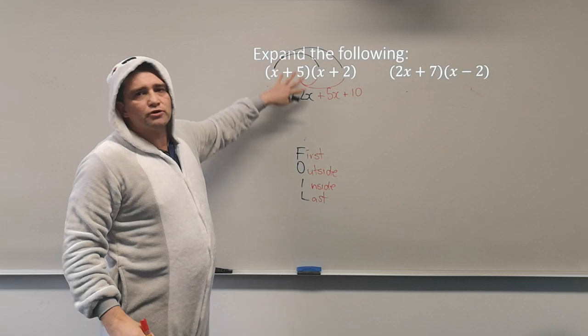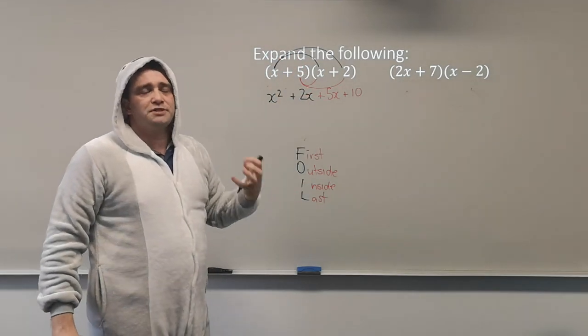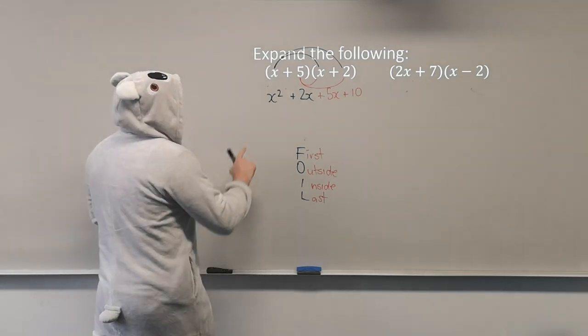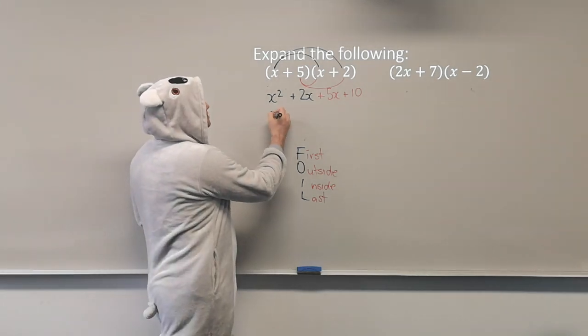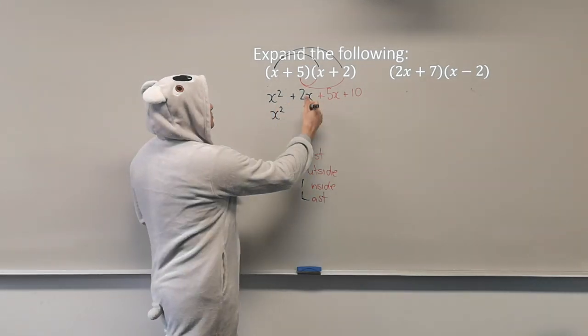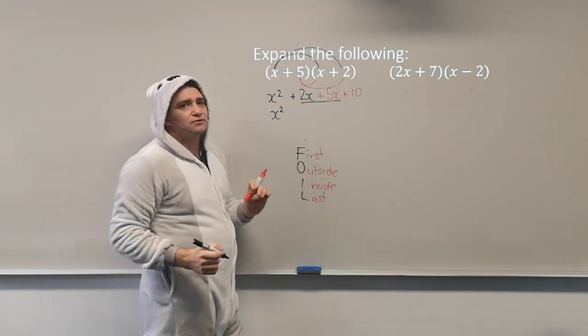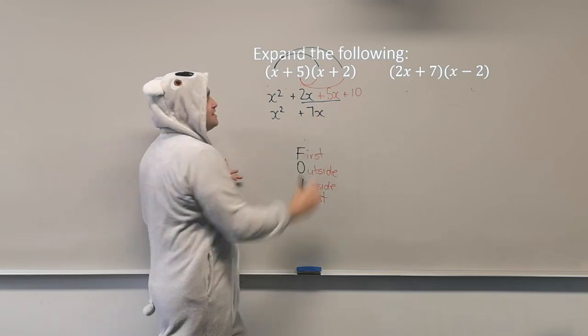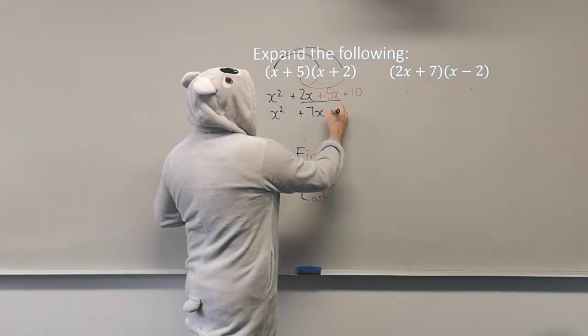Now the lines that I'm drawing are actually quite important. It's about making sure that we don't forget any term that we're expanding. At this point now we want to collect our like terms, so we have 1 x squared, we have a positive 2x and a positive 5x, which is going to give us 7x, and we have our 10.